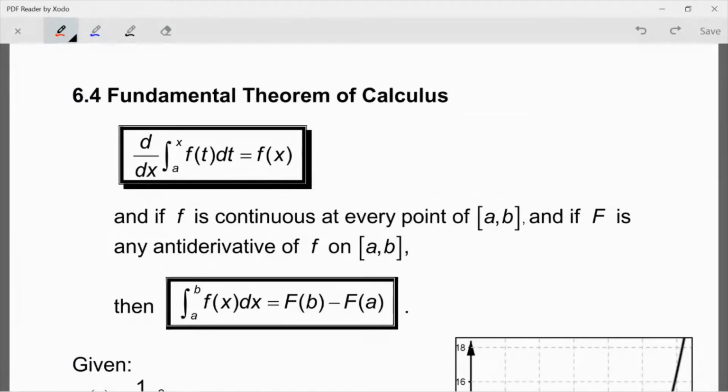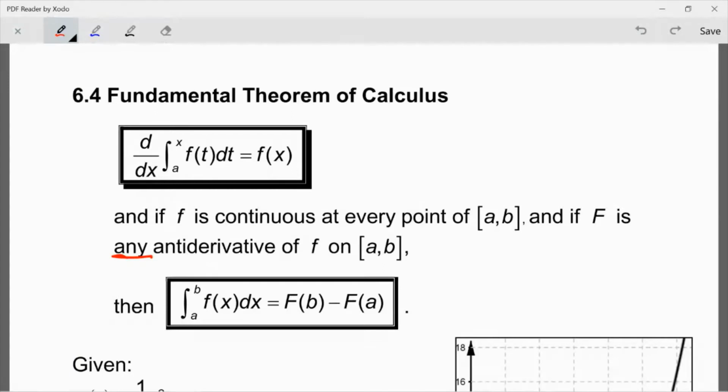The second part of the fundamental theorem of calculus is actually the part that we use all the time when we're solving definite integrals. And in fact, we started using this in section 6.3 when we were solving definite integrals using antiderivatives. So notice what this says here. If f is continuous at every point of the interval a to b, and if F is any antiderivative of this function f on the interval from a to b, then this has to be true.